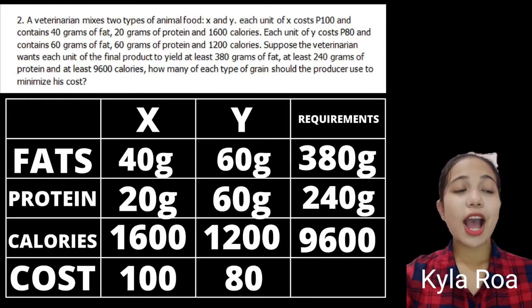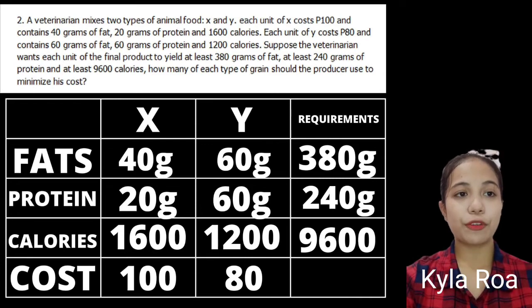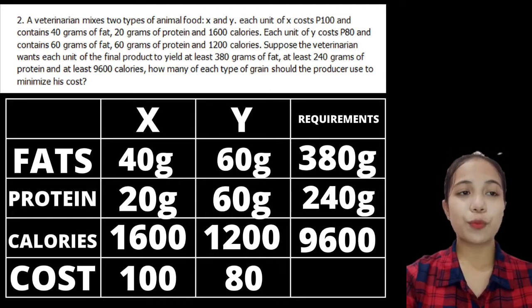For the problem, a veterinarian mixes 2 types of animal food, X and Y. Each unit of X costs 100 pesos and contains 40 grams of fat, 20 grams of protein, and 1,600 calories. Each unit of Y costs 80 pesos and contains 60 grams of fat, 60 grams of protein, and 1,200 calories. Suppose the veterinarian wants each unit of the final product to yield at least 380 grams of fat, at least 240 grams of protein, and at least 9,600 calories. How many of each type of grain should the producer use to minimize his cost?